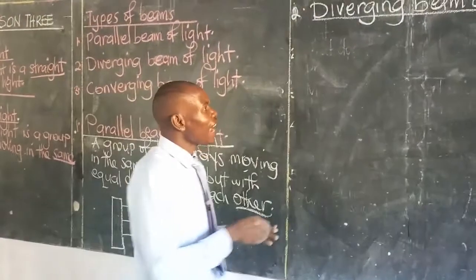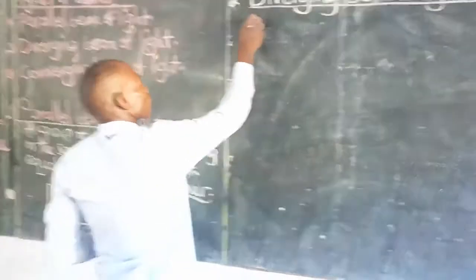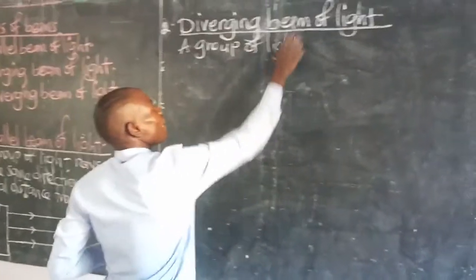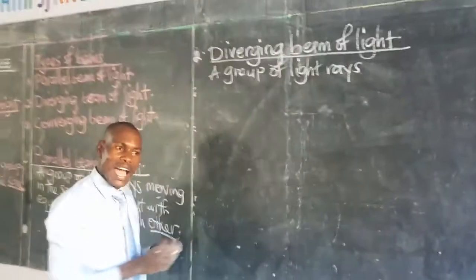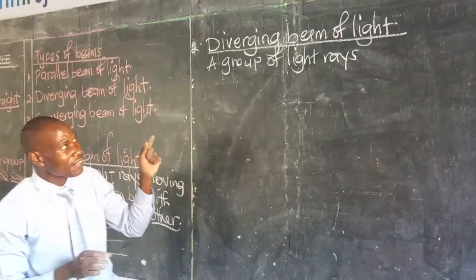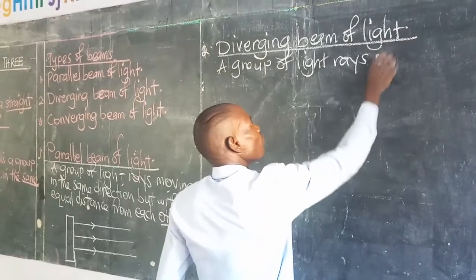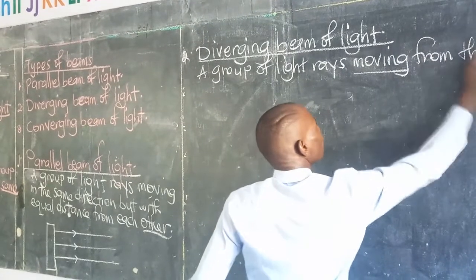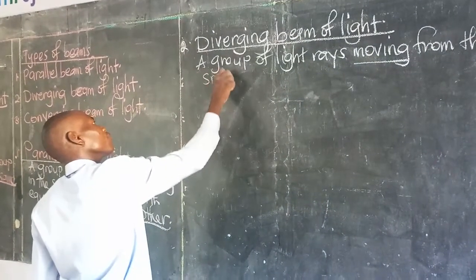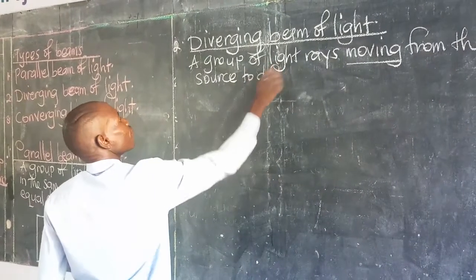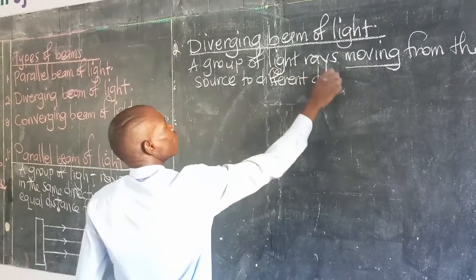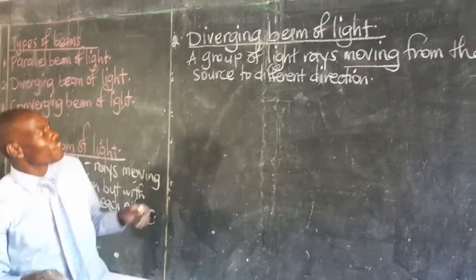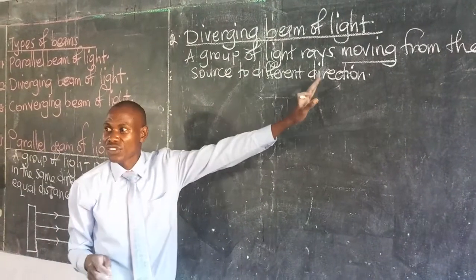Now, we are saying that a diverging beam of light is a group of light rays moving from the source to different directions.